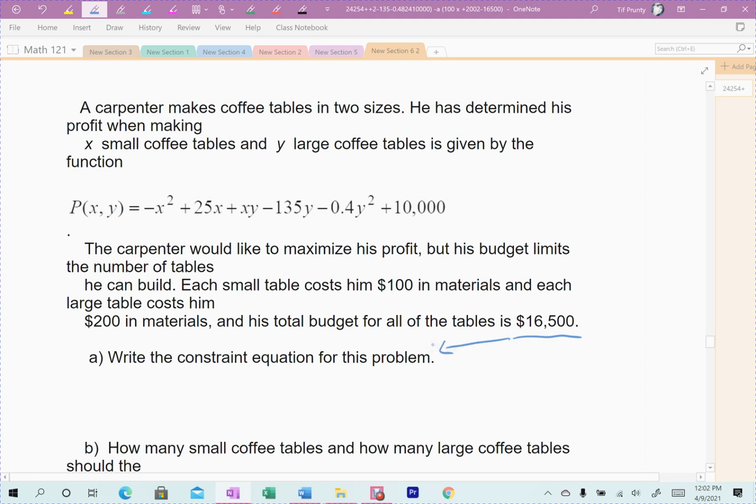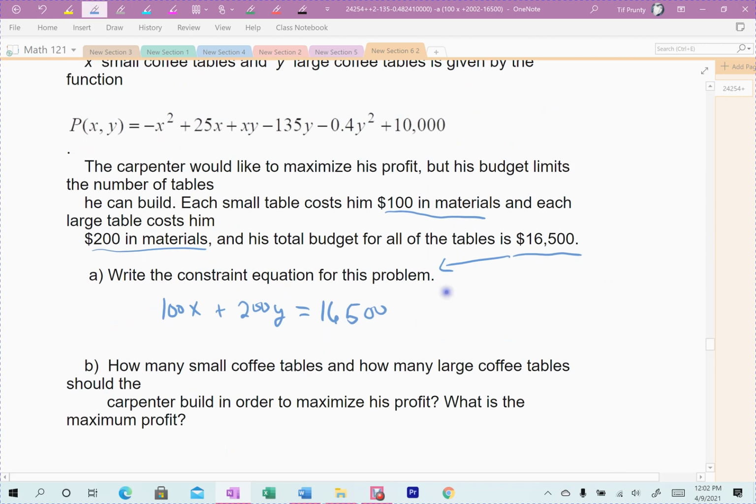Now this one's a little more complicated than the last example because we have these extra numbers here. So remember, if we make X tables that are small, it costs $100 each. Y large tables cost $200 each, and he can spend $16,500. So the constraint is 100 times X plus 200 times Y is equal to or less than 16,500. Again, we write equal to, but technically it's equal to or less than. I can't remember if it's this example or the next example where we will actually use the less than case.